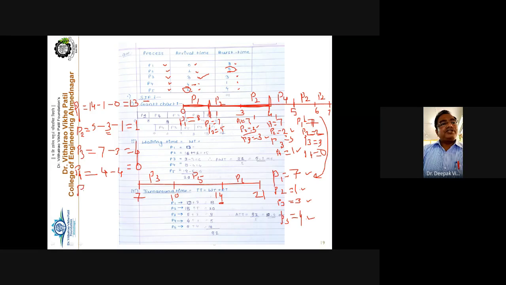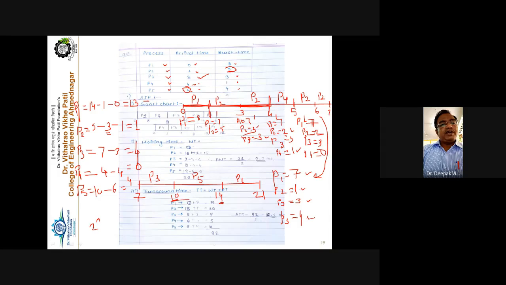And finally the P5 process. P5 is completely executed between 10 to 14. So 10 minus, earlier to 10, whether P5 executed? No. So only arrival time subtraction, that is equal to 6. That is equal to 4. So add up: 13 plus 1, 14 plus 4, 18 plus 4 is 22.